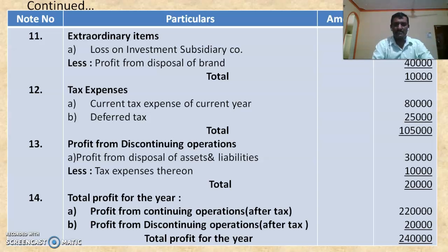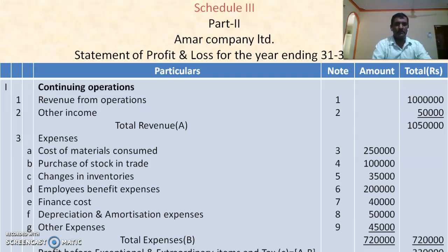As I have just explained about the format, now let us insert the amounts which you got from preparation of these notes. So here, first of all, from continuing operations, there is revenue from operations. From note number 1, we can take that amount, rupees 10 lakh. Other income, in note number 2, we have got rupees 50,000. Now we have to sum up these two items and we will get total revenue, and it's called A.